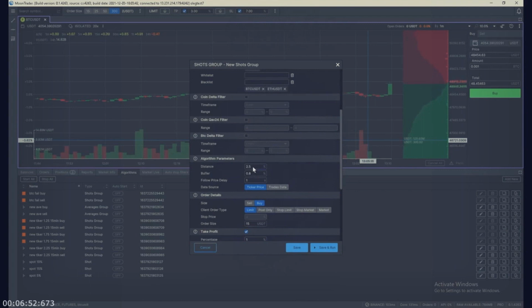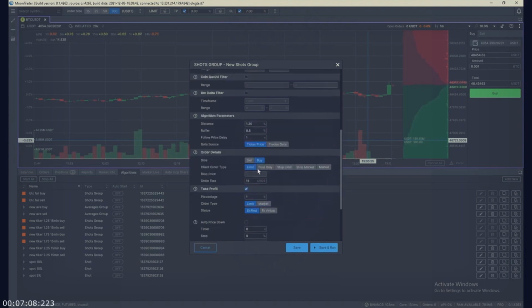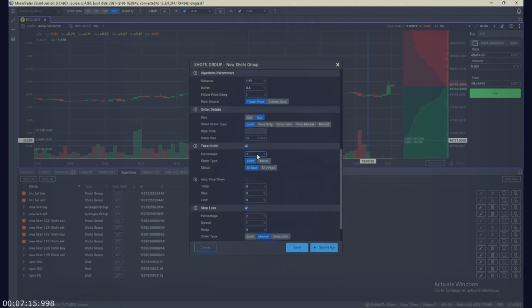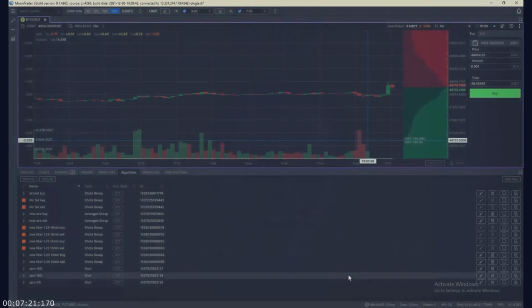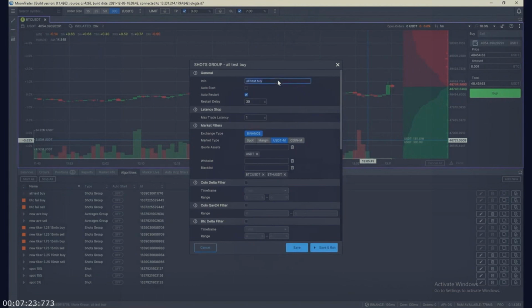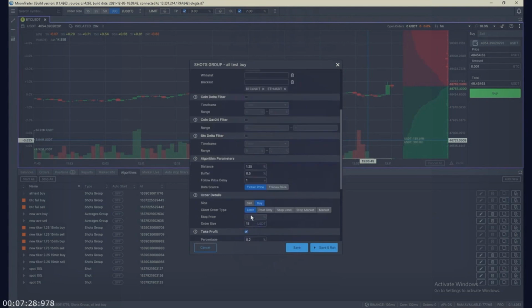Then we proceed to setting orders. In order to catch shots of 1%, we specify a distance of 1.25 with a buffer of 0.5. Since we trade on the whole market and we have a distance of 1%, we will use ticker price to reduce load on the server. Then we choose a buy order and specify its size. Let's not be greedy and indicate take profit 0.2. Stop loss is going to be 2%. Now we clone this algorithm to set the sell order. And now let's start our algorithms, and a little bit later we will take a look at the result.